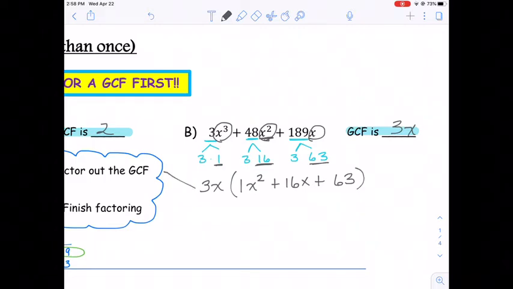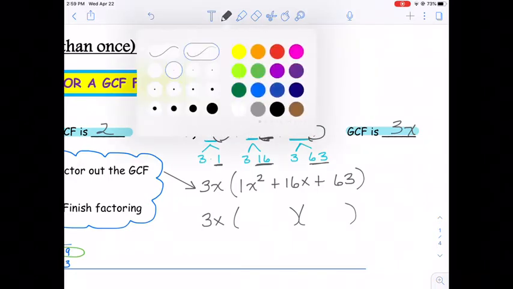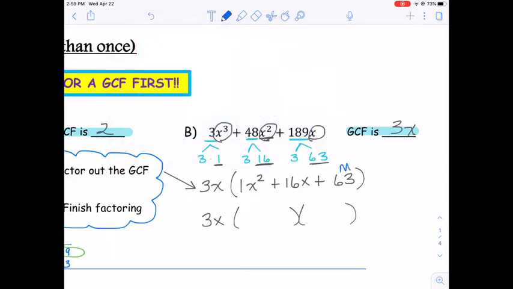So I did the first part of factoring out the greatest common factor. Now I'm just going to drop that 3x down and see if I can factor this trinomial into two binomials. So I want two numbers that multiply to 63, add or subtract to 16. So as I think about 63, I could do 1 times 63, or I could do 7 times 9.